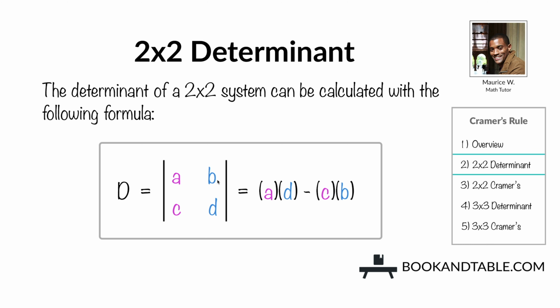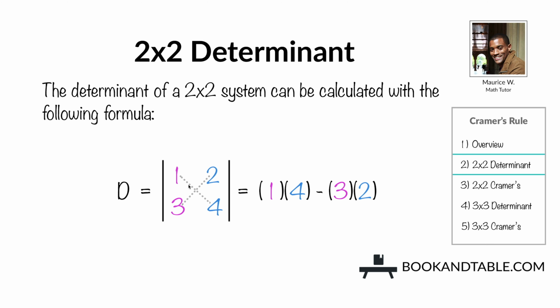So let's say we had 1, 2 in the first row and 3, 4 in the second row. We would have 1 times 4 minus 3 times 2. And then using this expression, we can then solve for D for this 2x2 system. Remember, these numbers represent the coefficients of a system, but we're just going to work with the matrix for now to practice solving for the determinant.